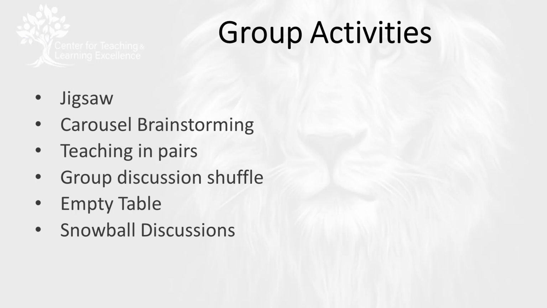And then the last one is the snowball discussion, where you start out in just pairs and they discuss it. And then you say, okay, now 2 sets of pairs get together. So there's 4, and then they discuss it. And then you bring it ultimately to the whole class. And so it's called the snowball discussion.